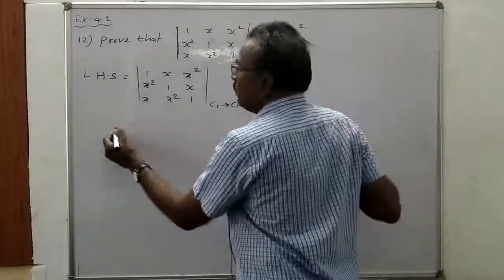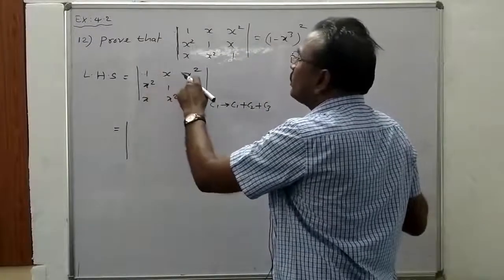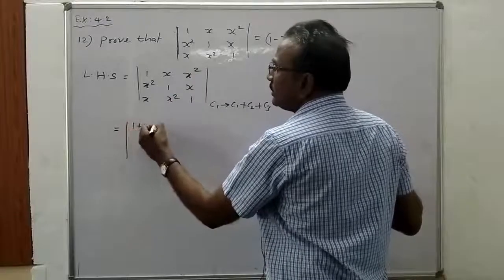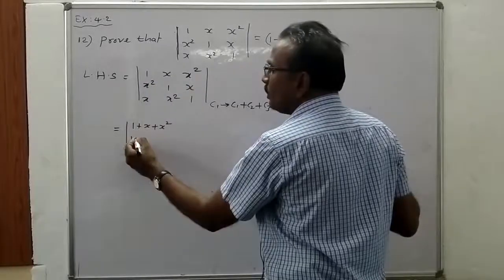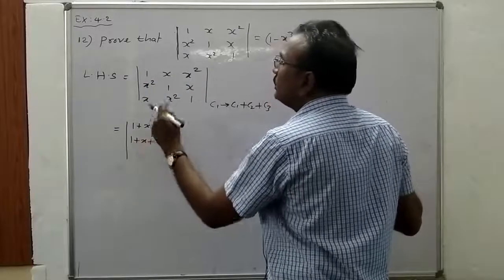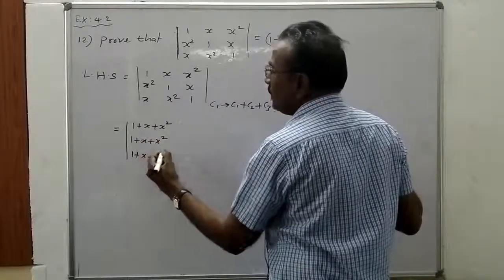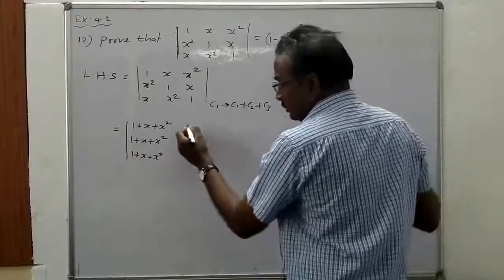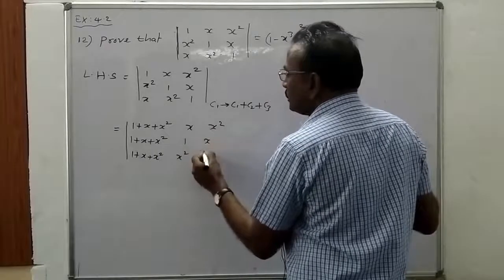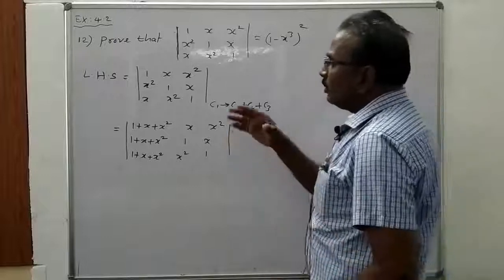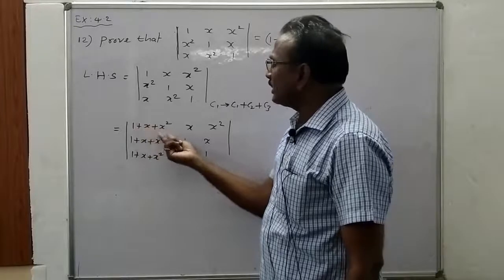So therefore your first column changes to column 1 element plus column 2 element plus column 3 element, that is 1 plus x square plus 1 plus x, that is also 1 plus x square, x square plus 1, that is 1 plus x square. Second column as it is, x 1 x square, x 1. Observe this, the first column contains 1 plus x square as the common factor.